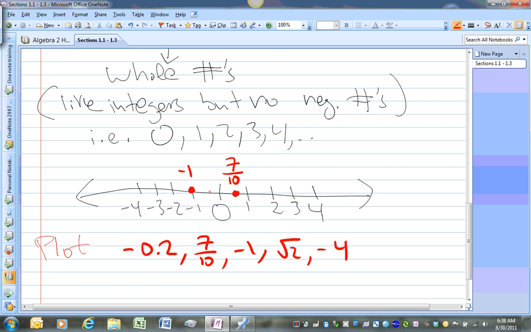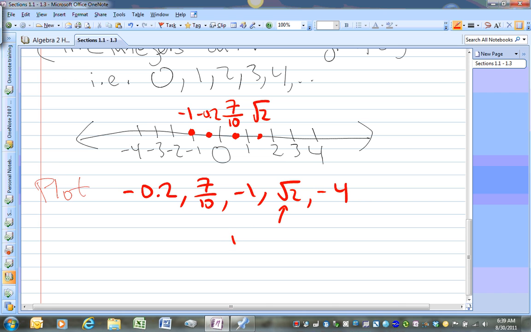Negative 0.2, it's got to be to the left of 0 because it's negative, but can't be to the left of negative 1 because negative 0.2 is greater than negative 1. Root 2 has to be right between 1 and 2. The reason why is because root 2 has to be between root 1 and root 4. Root 1 is 1, root 4 is 2, so we expect root 2 to be 1 point something. What it is exactly, you don't have to worry about so much. Just know it's between 1 and 2. And then negative 4 is right here.